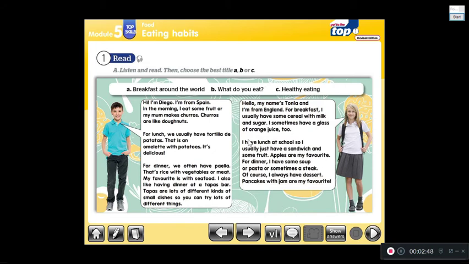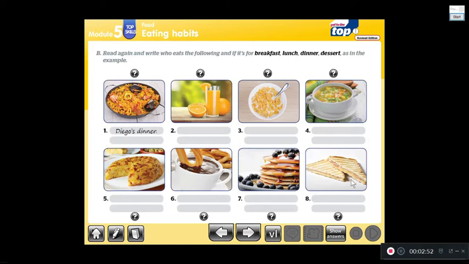Okay, now let's answer the questions, okay? Now, in this opportunity, we have Diego's dinner. In this case, this is paella, okay? Es un plato típico de España, la paella.